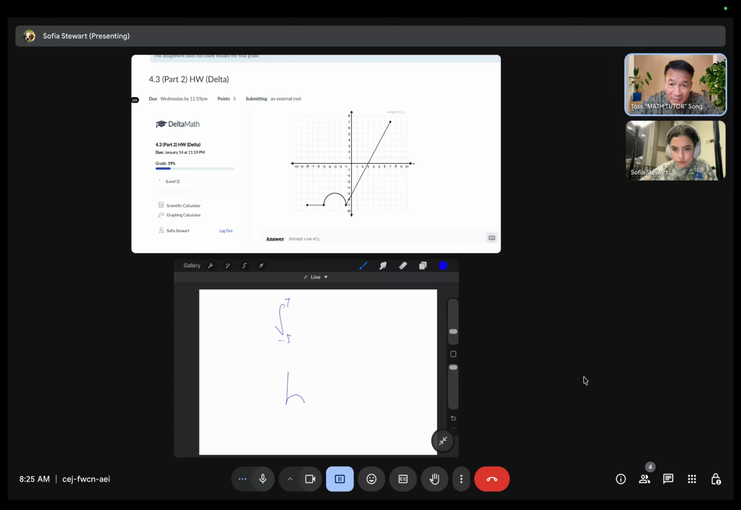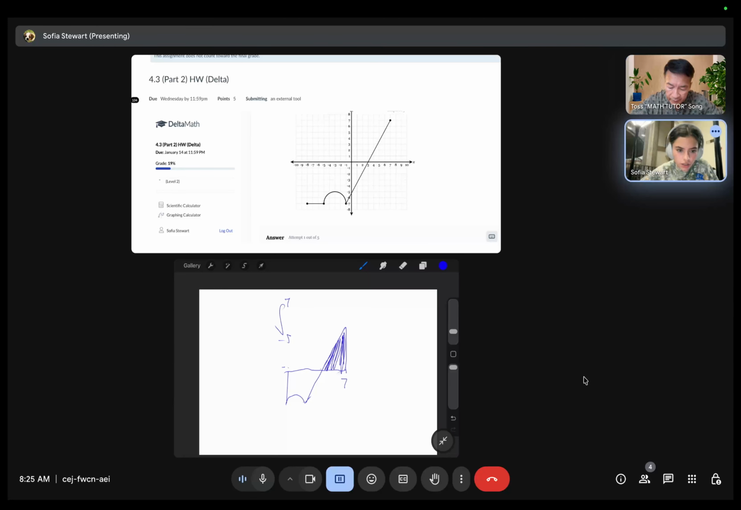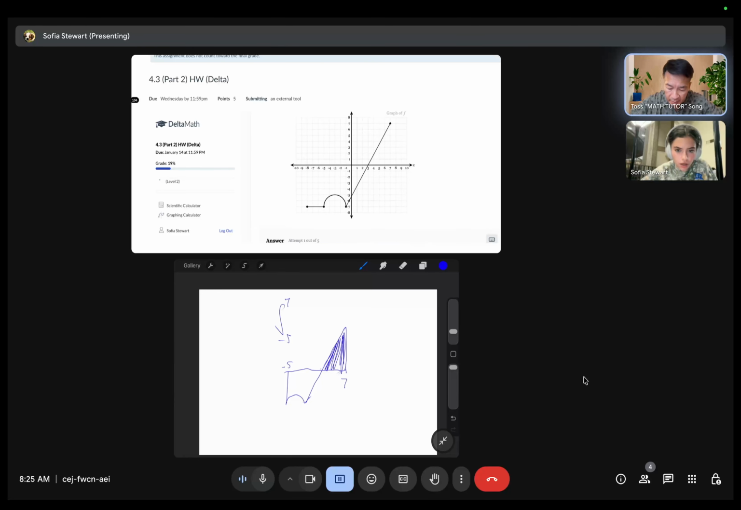Wait, 5? Okay. So I'll cut it through here, and then you're going to do the 7 one. My drawing is bad, so I'll cut it here, and the 7 is here. Make this a rectangle? Yes. So is that right? And this is negative 5. Okay, yeah, that looks right.